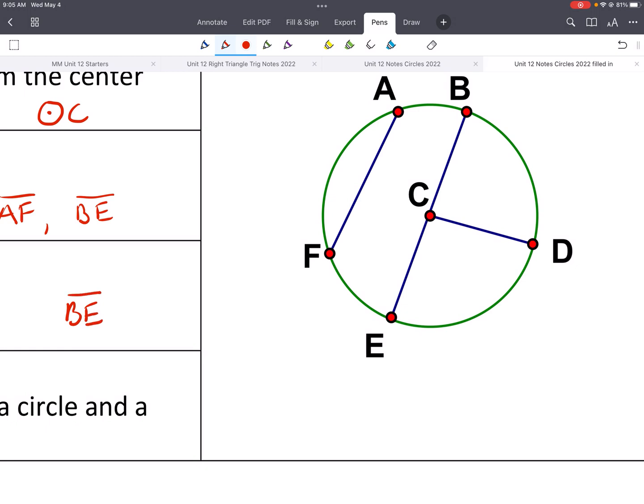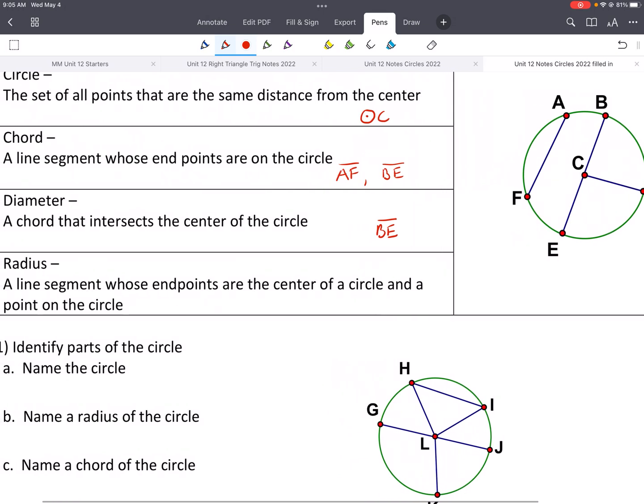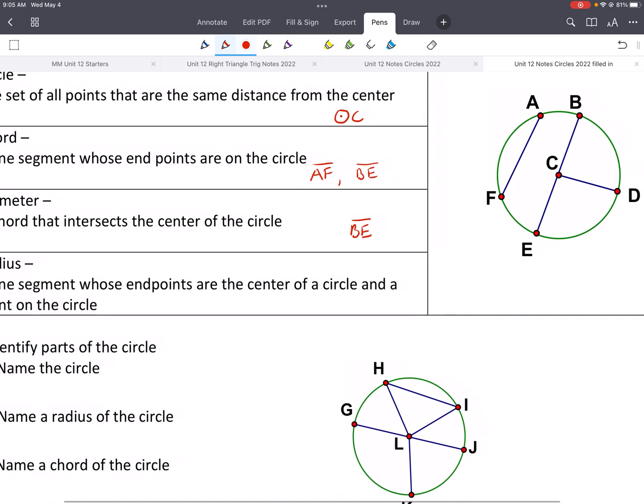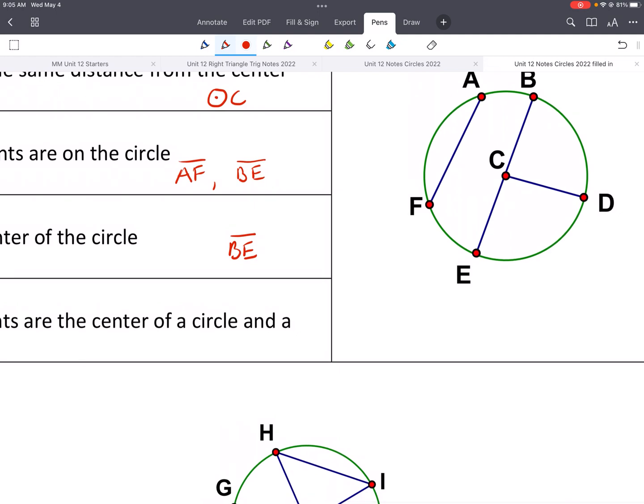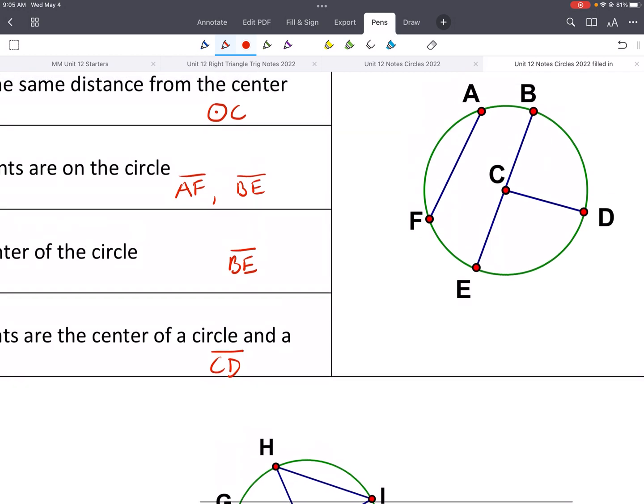Okay, and then the last thing is the radius. The radius is a line segment whose endpoints are the center of the circle and a point on the circle. So I think you probably know what a radius is. This example would be line segment CD. We also have two others, if you can find them, it's kind of tricky. We also have CB and CE. So there are three radii written here.